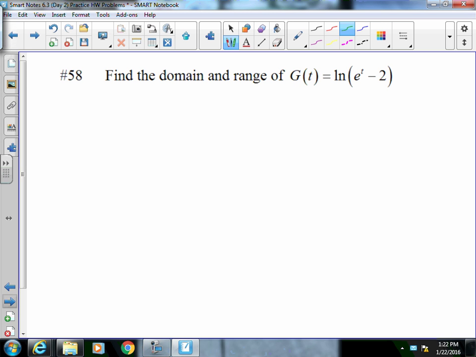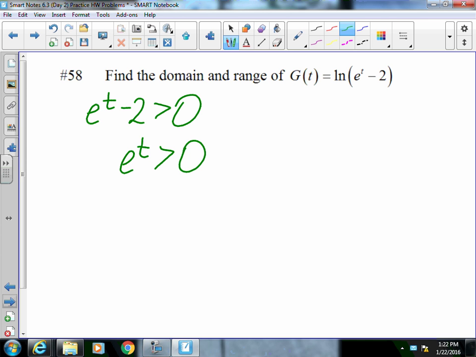Find the domain and range. Well, let's talk for a second. The domain of a logarithm requires everything inside of it to be greater than 0. You saw our graph yesterday. It is only to the right of the y-axis. So, our e to the t minus 2 has to be greater than 0, which means e to the t has to be greater than 2. We can't change the form because it's not an equation and we don't know which way that inequality sign should go. But I can take the ln of both sides.